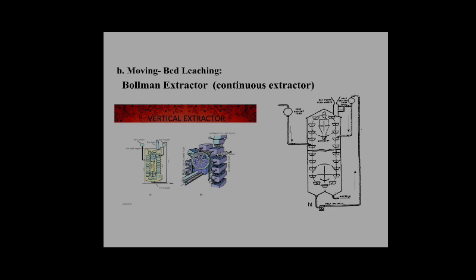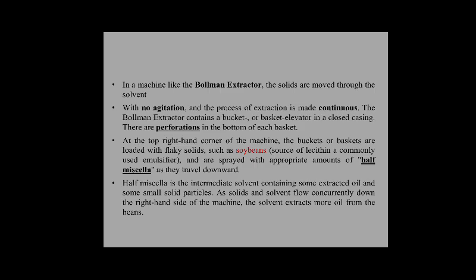Moving bed extractor, like the Bollmann extractor, is a continuous extractor like this. This is called the Bollmann extractor. In a machine like the Bollmann extractor, the solids are moving through the solvent with no agitation. The process of extraction is made continuous. The Bollmann extractor contains a bucket or basket elevator in a closed casing. There are perforations in the bottom of each basket.